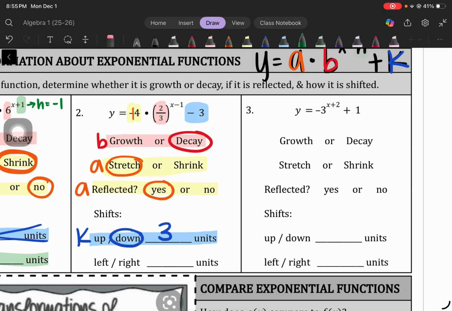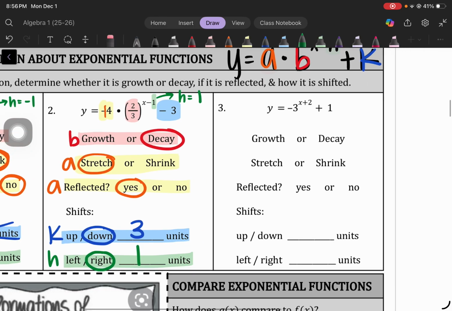And then last but not least, we have our H, which means we're talking left to right. So right here, the negative sign belongs to the formula. And because it belongs to the formula, the H really is a +1. So that means we went to the right because we're positive 1 unit.